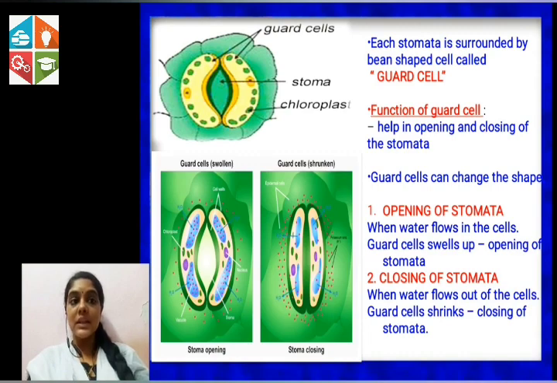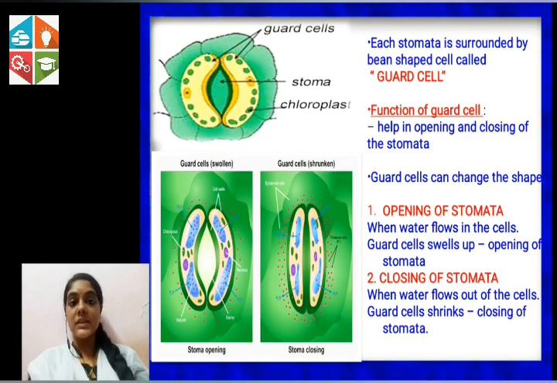There are two situations. These guard cells are capable of changing their shape. First, when the stomata is in the open position, the water will flow into the guard cell and the guard cell will get swollen. It gets swollen, thereby opening the stomata.